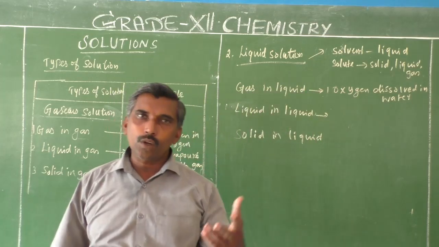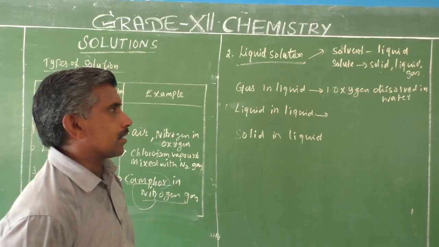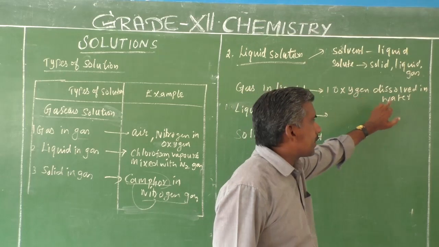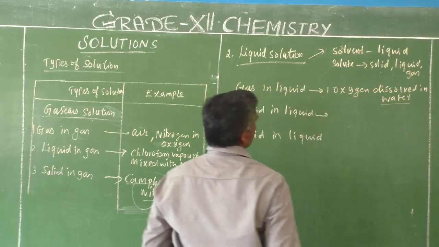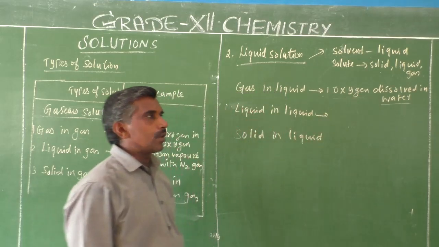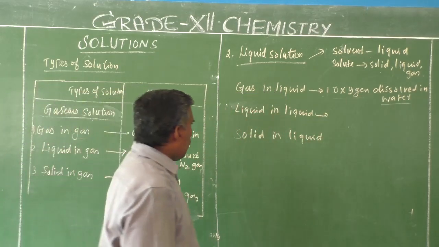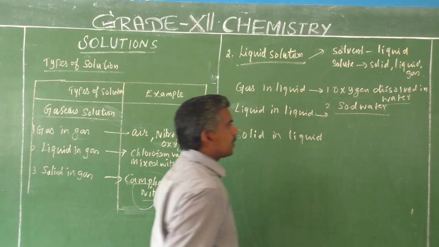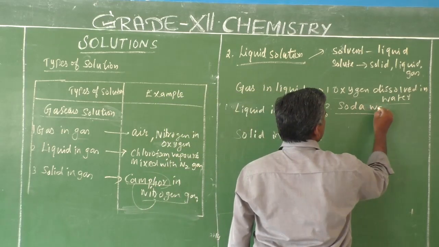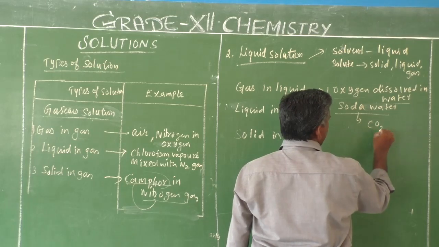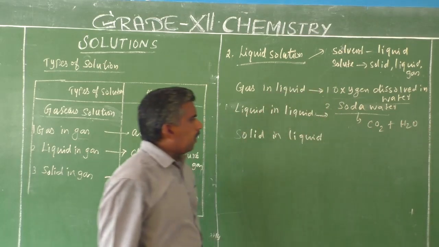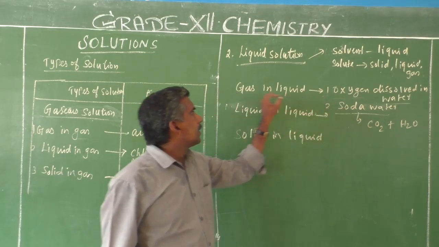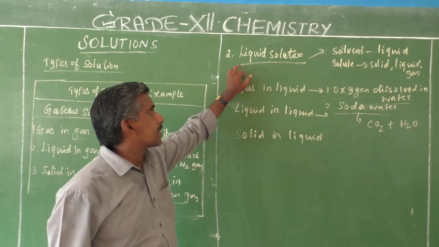Common ordinary water contains dissolved oxygen. Dissolved oxygen means oxygen dissolved in water. Here water is the solvent, that is a liquid, and oxygen is the solute. Second example, soda water: carbon dioxide dissolved in water. Soda water means carbon dioxide gas dissolved in water. These are gas in liquid solution examples.